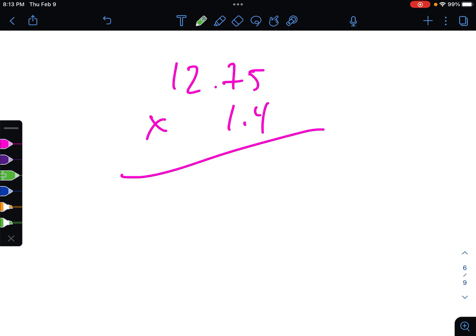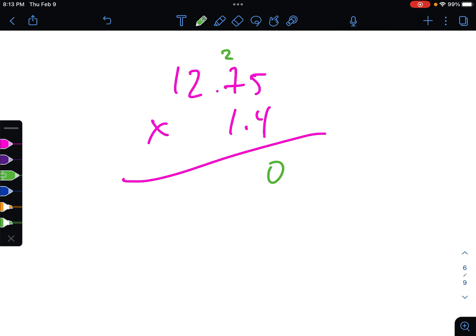All right, 4 times 5. Okay, 20. Right. 7 times 4 plus the 2. I got another one of those. 4 times 2 is 8 plus the 3. Okay. 4 times 1 plus the 1 gets me to 5. And that 1 right there is not really a 1. It's a 10. So I'm going to put a 0 because that 1's in the tens place.